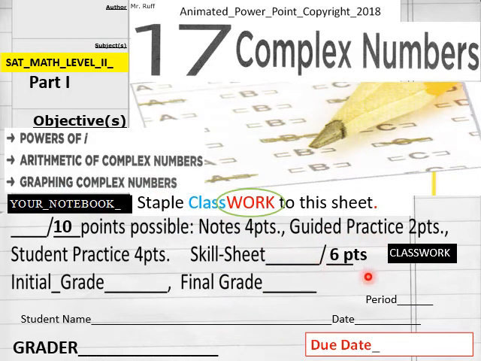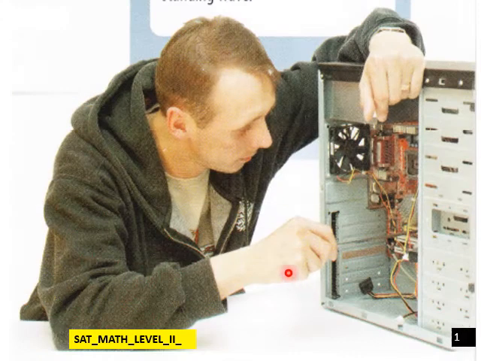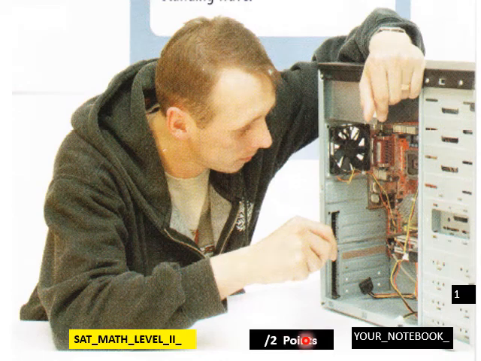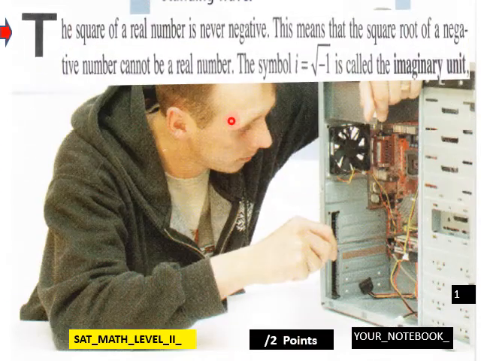And you have 6 points on your classwork sheet. Name, date, period for students in my class. For online and homeschool students, put your due date here. And we go right into slide number 1, page 1.